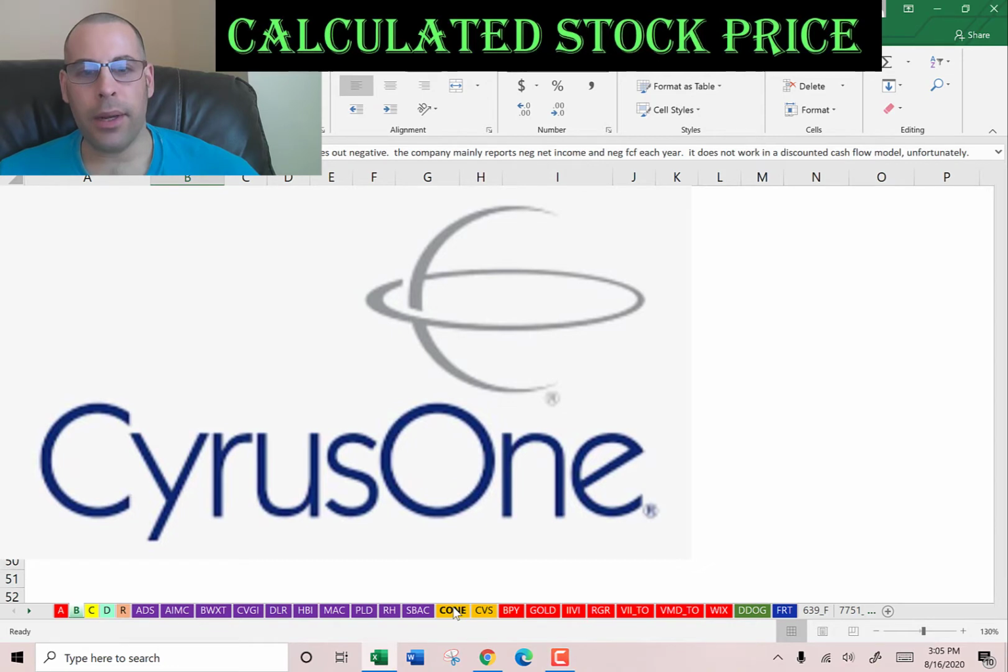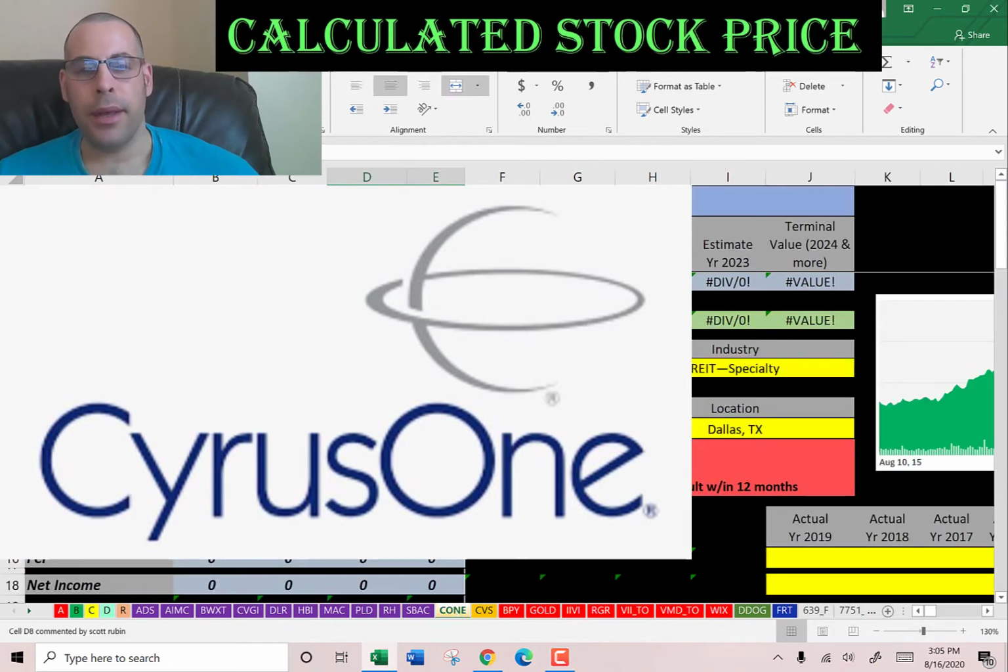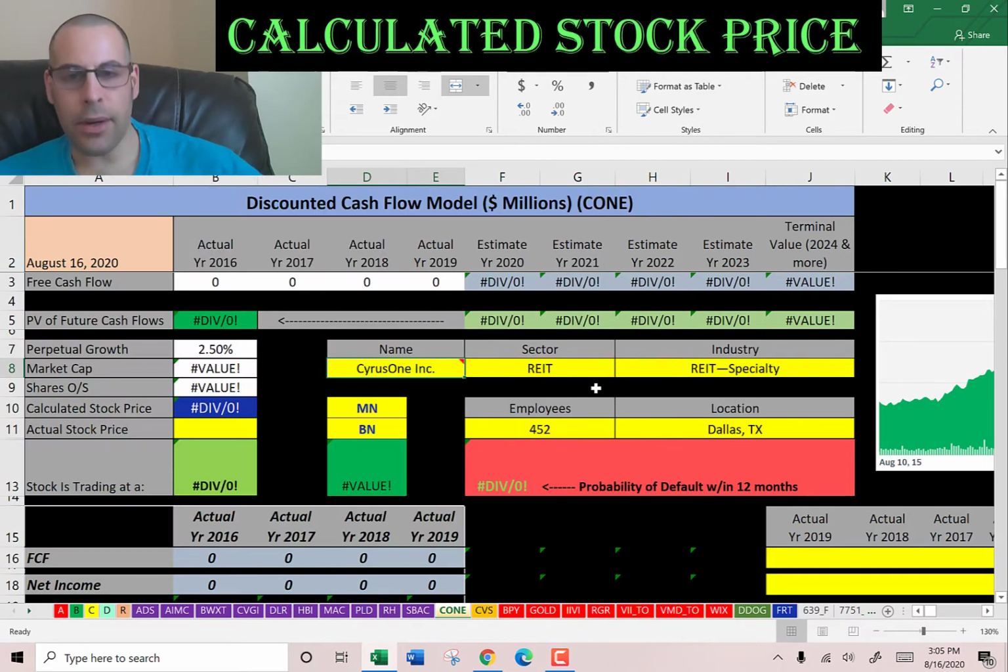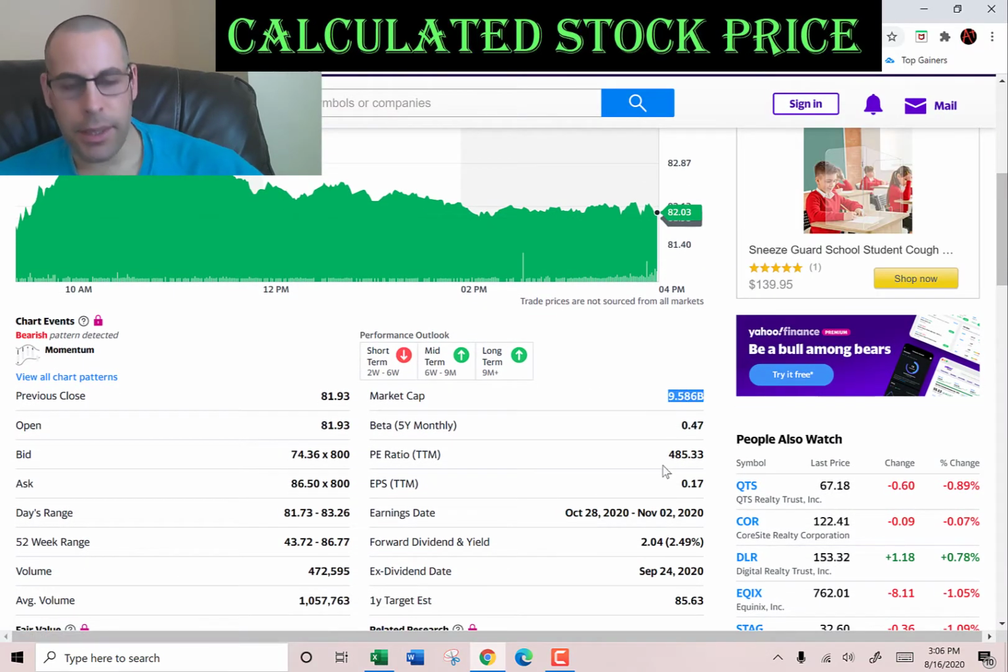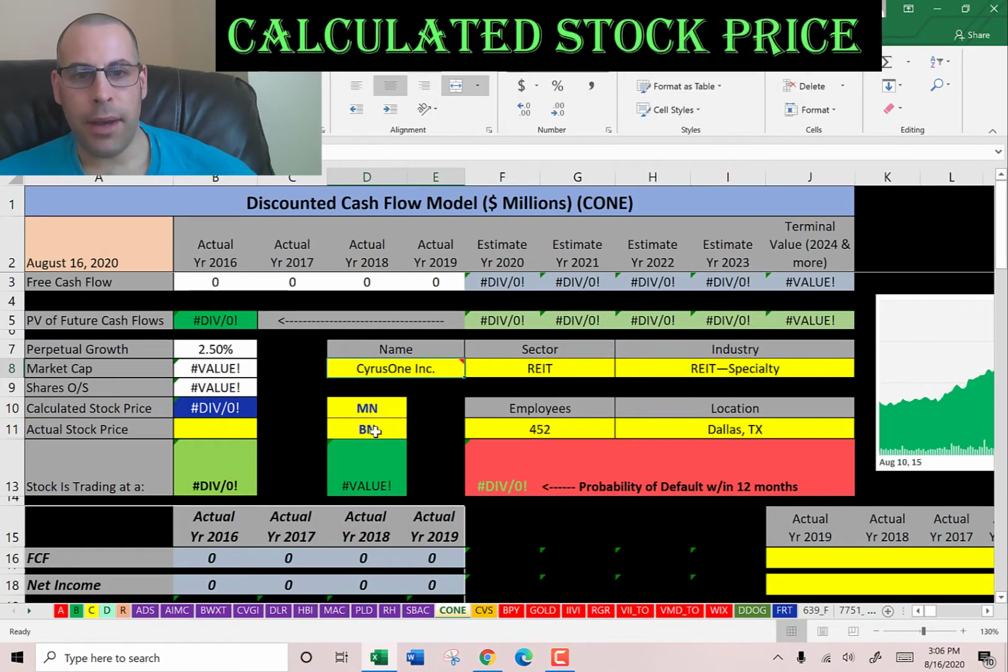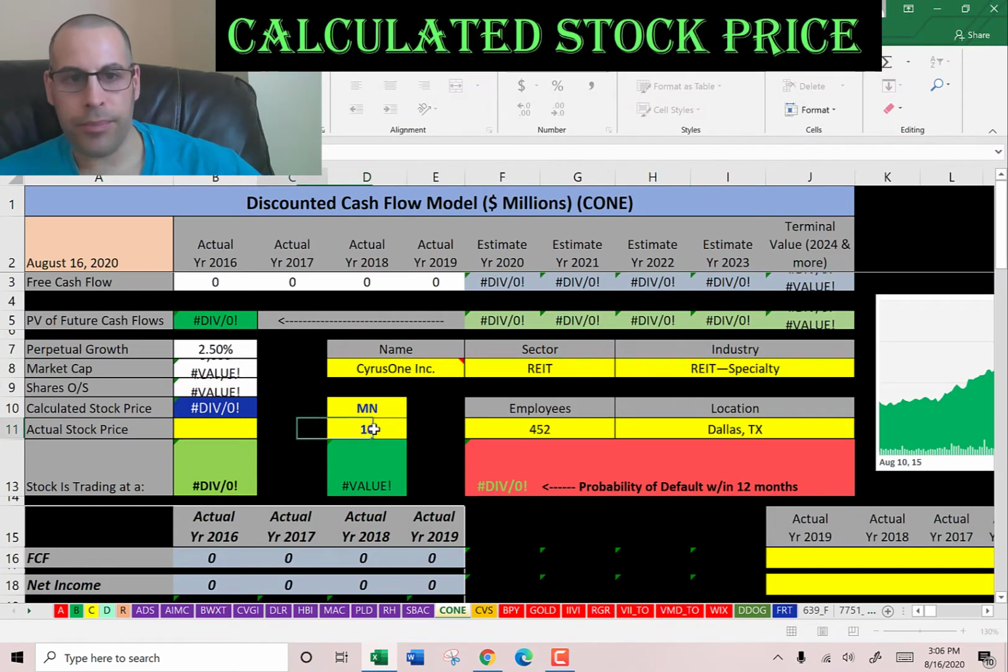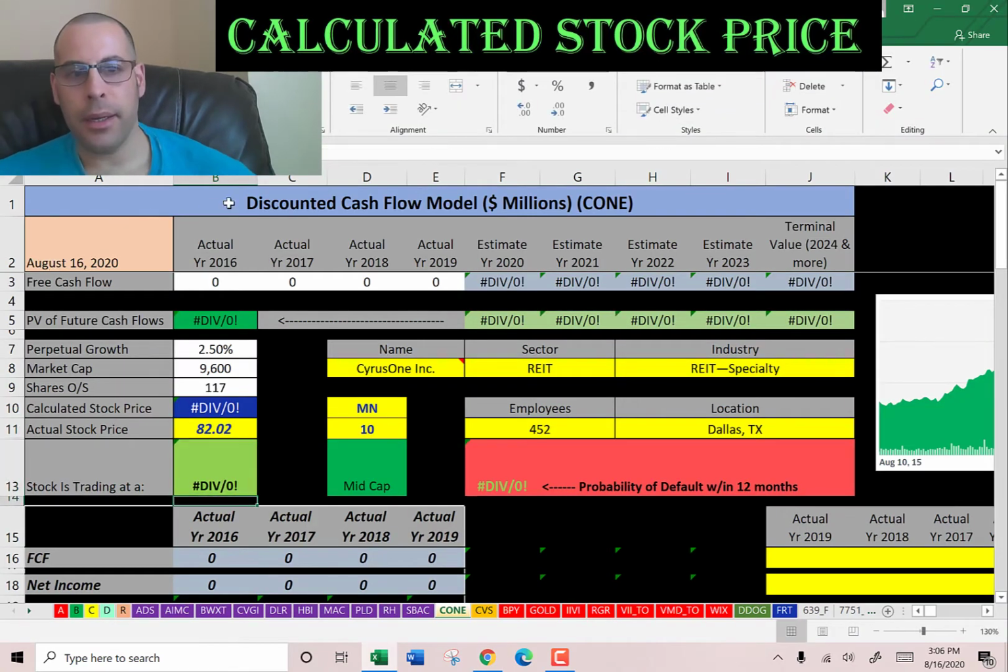The company we're going to look at is CyrusOne. This is a REIT that invests in data centers. Let's get started with the model. This company has a market cap of $9.6 billion. So that's the value of the company according to the stock market. They're trading at 82.02, so that's one share of stock.